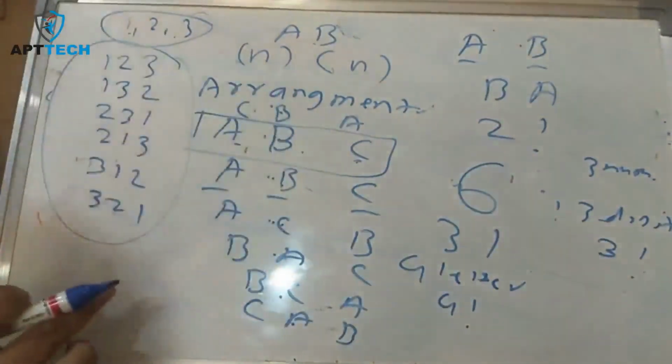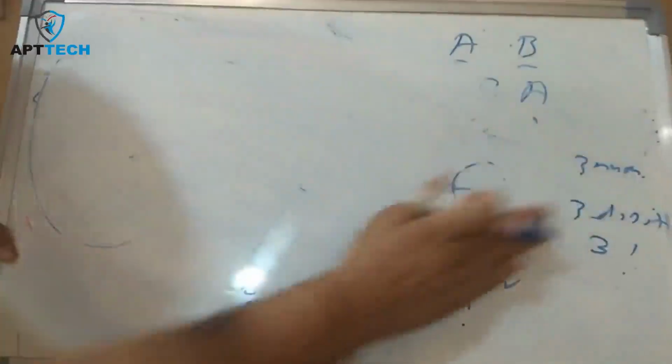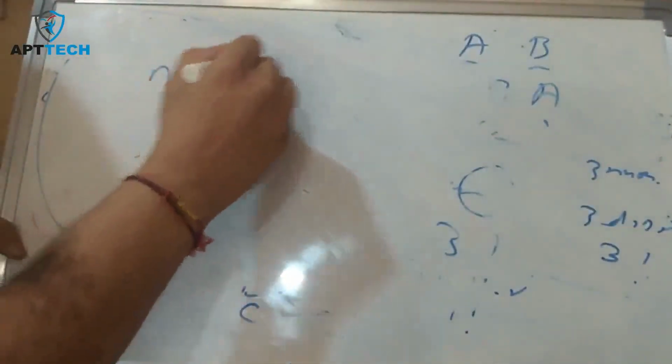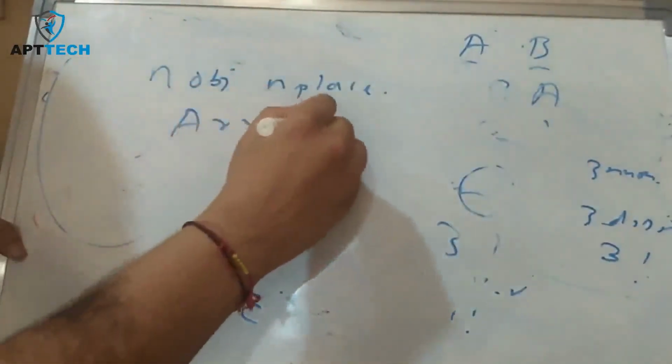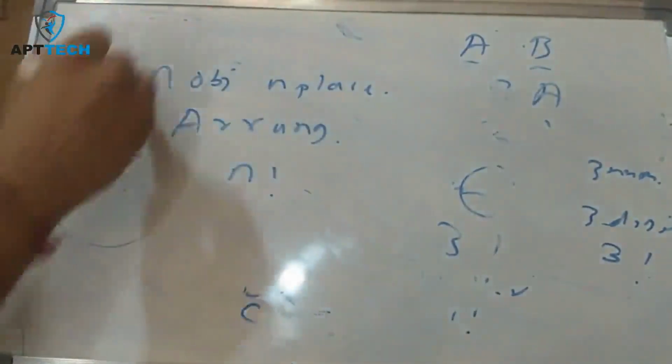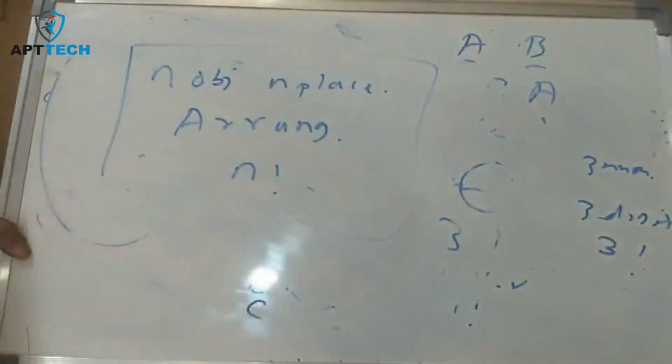Pure arrangement calls for n factorial. Once again, n objects, n places, only arrangement comes in the picture, your answer must be n factorial.